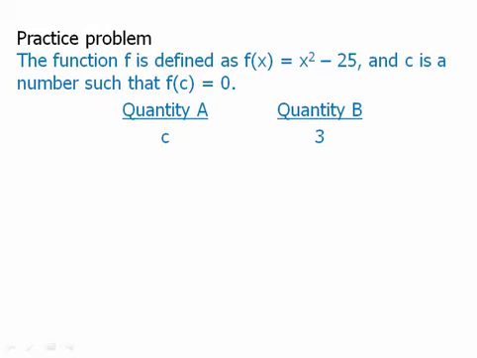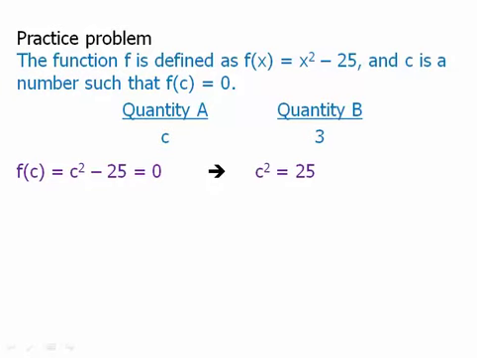Okay, this is one that involves function notation. So don't be intimidated. Sometimes they will throw function notation at you. They define the function notation, and c is a number such that f of c is 0. So let's think about this. f of c equals 0. So in other words, what that would mean is c squared minus 25 equals 0. Well, if we rearrange a little bit, that would mean that c squared equals 25.